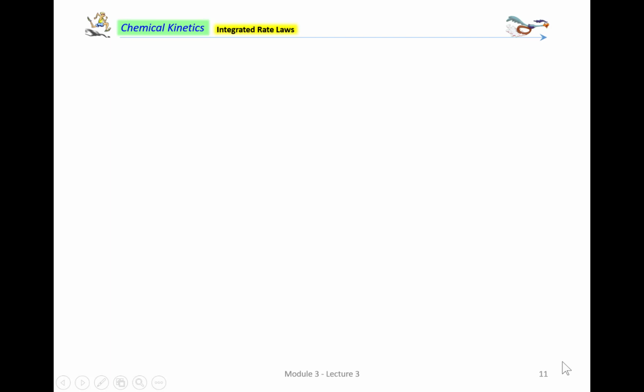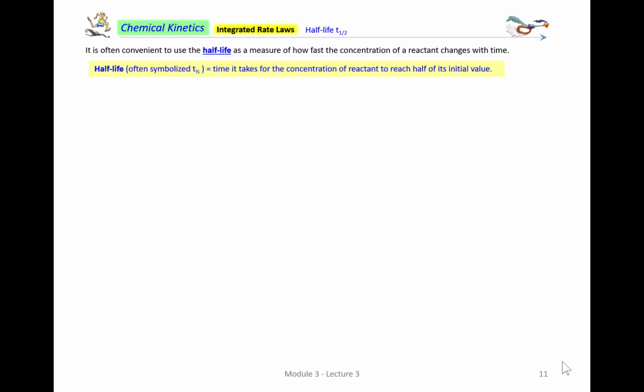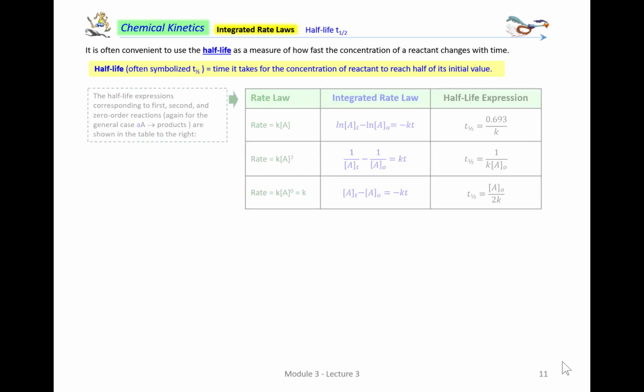In the second part of this lecture on integrated rate laws, we want to expand on the topic of half-life. It's often convenient to use the half-life as a measure of how fast the concentration of a reactant changes with time. Half-life, which is often symbolized by T with a subscript 1/2, is simply the time it takes for the concentration of a reactant to reach half of its starting or initial value.